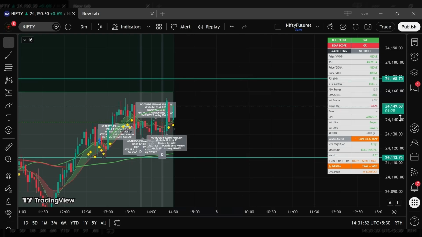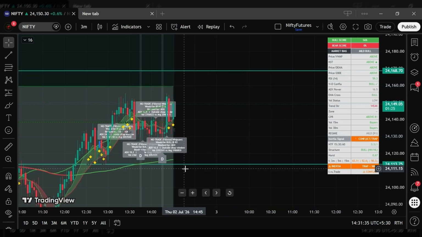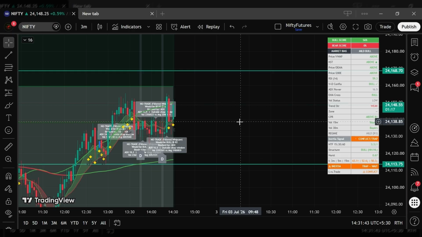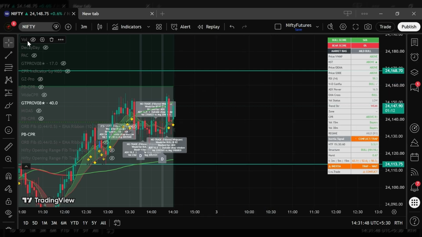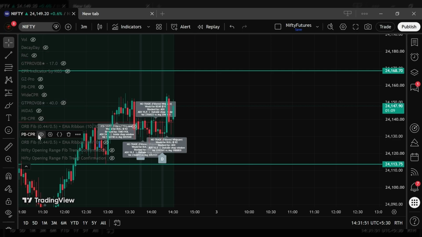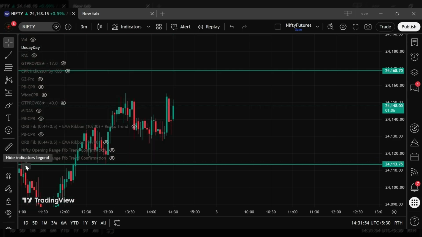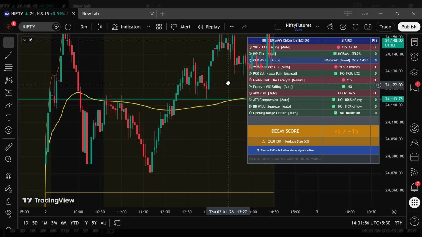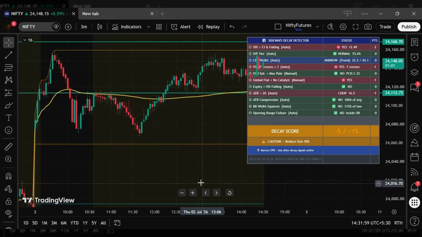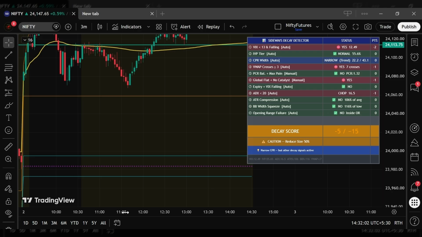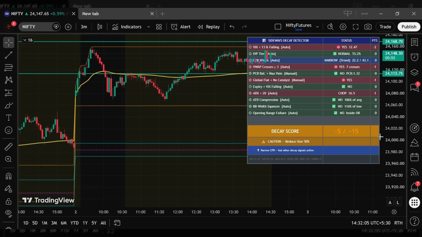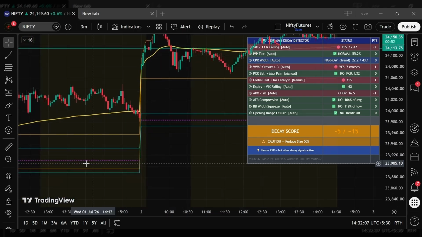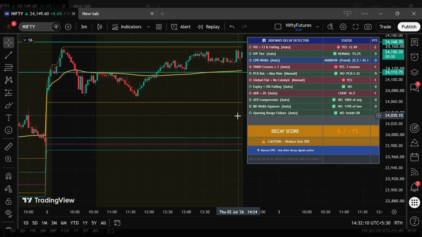So I'm still holding on with the stop loss below 24,140. Let's see how the day ends up, because we initially had a view of a trending day based on the CPR level and the sideways decay indicator showing a possible trend. The CPR is a narrow CPR considering the previous CPR levels.